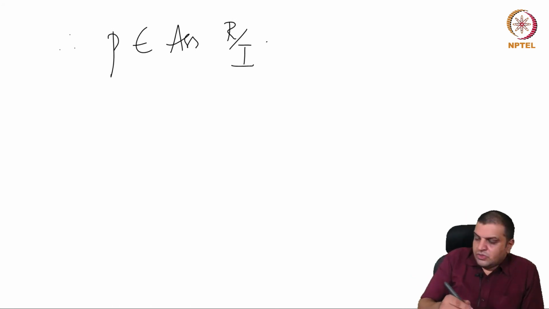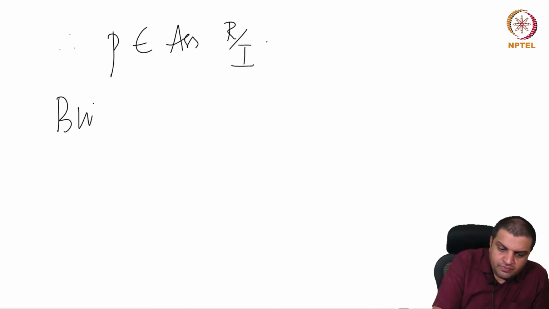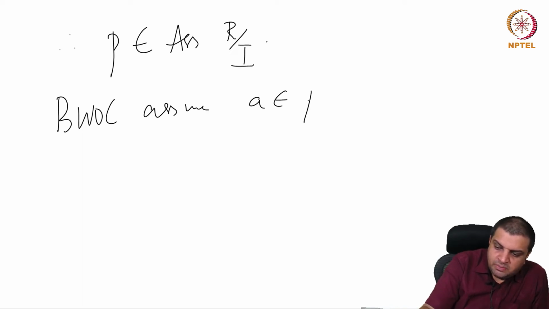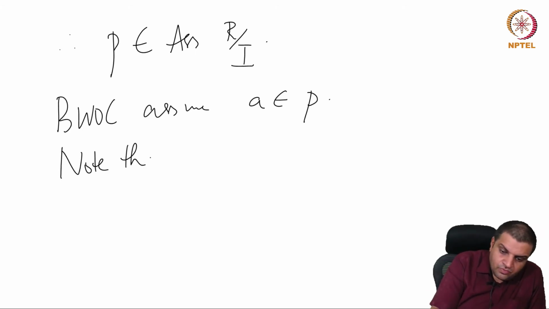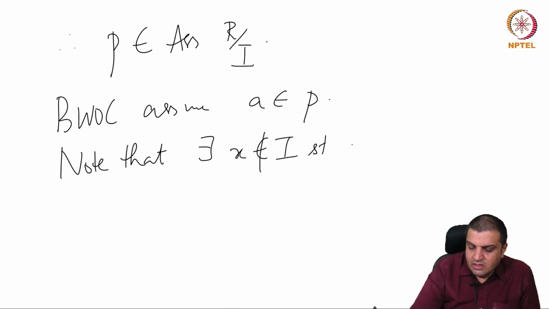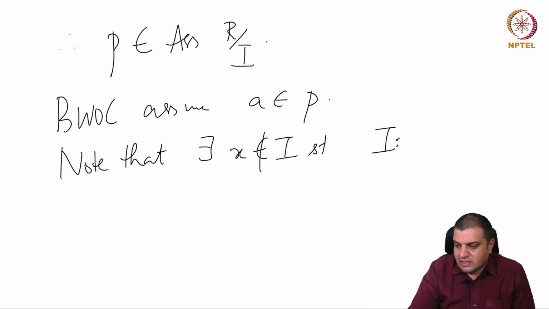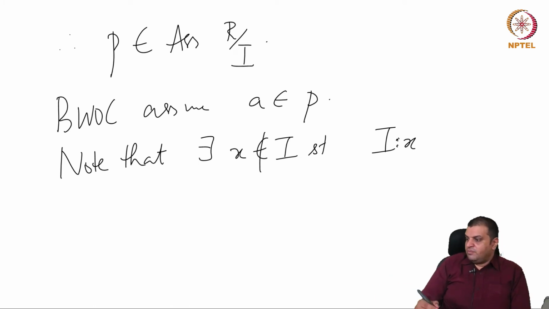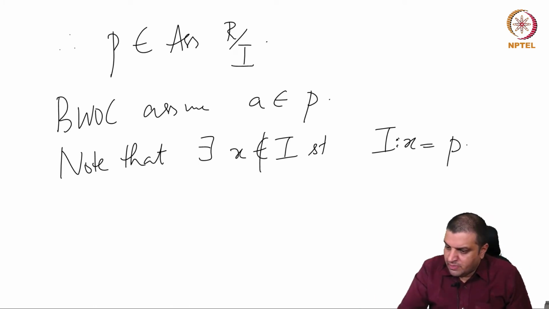Okay. So by way of contradiction, assume A is inside P. Note that there exists some x not in I such that the annihilator of x in R mod I, thought of as an R module, which is the same thing as I colon x, is equal to P.